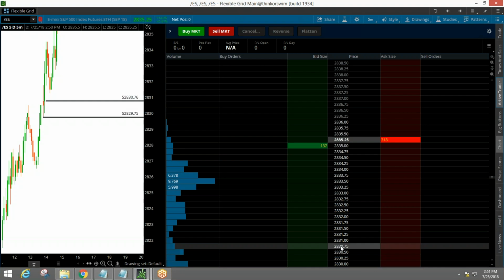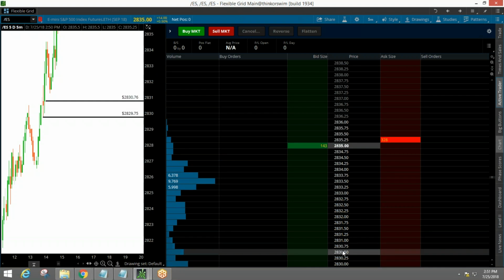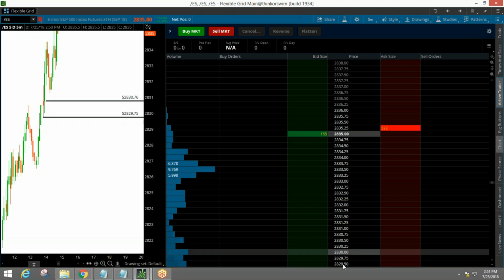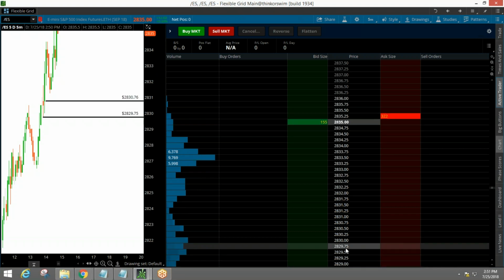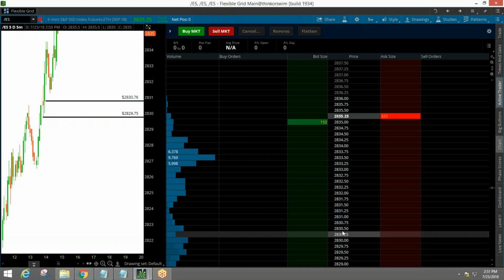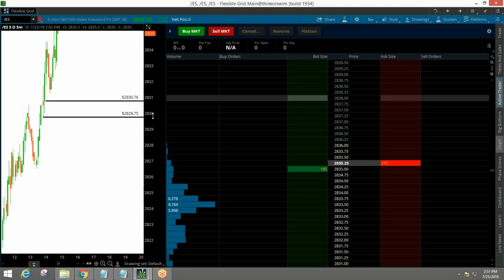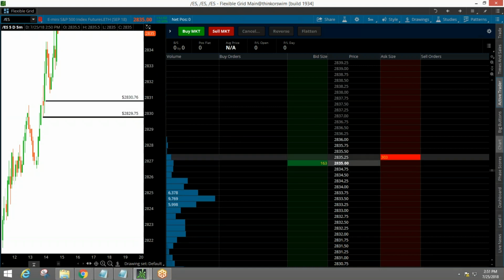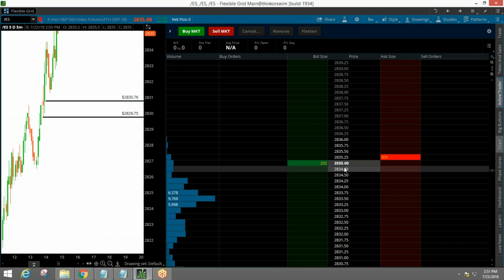2830.75. See right here where it says 2830.75? Yeah. And then it goes to 50, 25, 30. See if I can scroll down. 75. Right there. See how it goes in quarters? Yeah. A quarter is $12.50. That's correct. So it's basically equal to a tick. Each tick is $12.50. Yeah, I got you. And then 4 ticks make up a point, and that becomes $50. $12.50 is 25, 25 to 25 is 50.